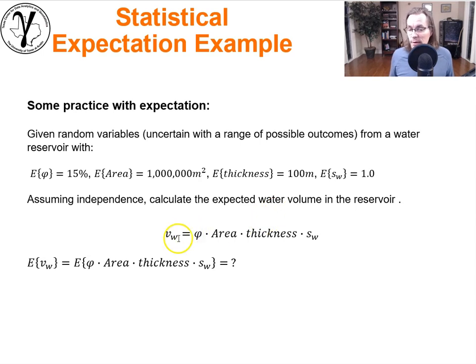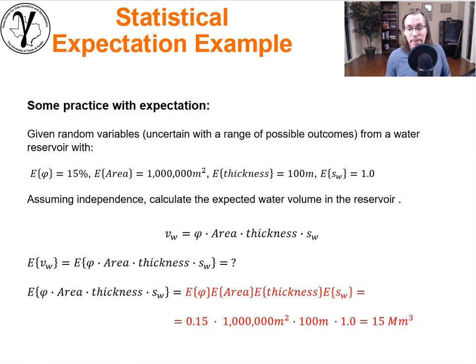So the equation for the volume of water is the porosity times the area times the thickness times the saturation of water. Okay, this is the pore space, and this is what fraction of the pore space is full of water. Very easy. We need to calculate the expected value of the volume of water. So we're going to get the expected value of this equation. All right, so go ahead. Now assume independence. I should state that again, and go ahead and solve this in 3, 2, 1.